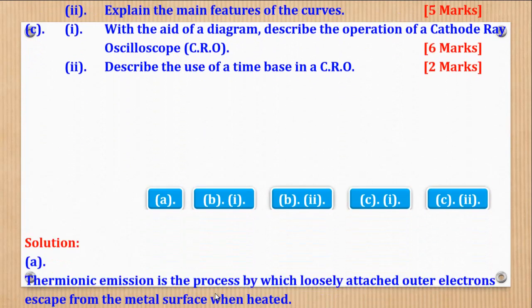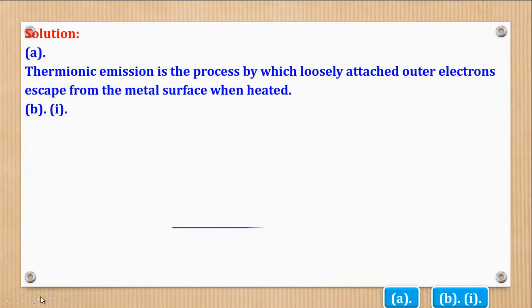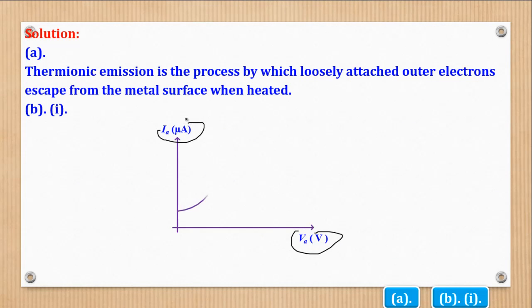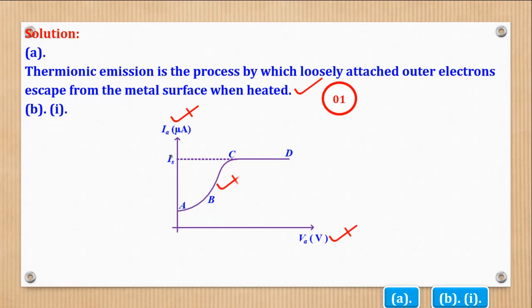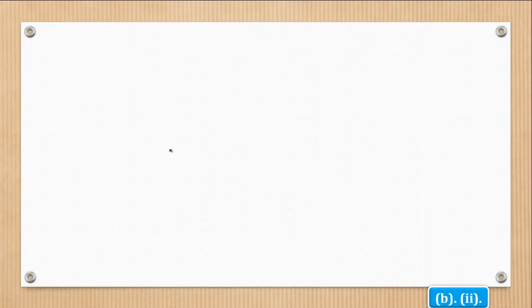So let's start with Roman 1. We shall draw the axes and label them voltage, current. Then we can now draw the graph. Then they told us to explain the features, so we shall need to label these letters at these different points to help us explain. That is saturation current. So that is Roman 1. Roman 2 we shall explain. So let's do it in the slide.